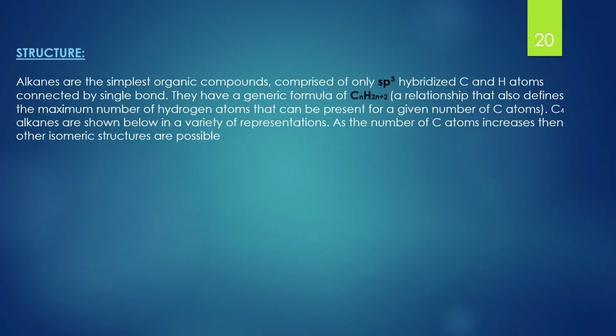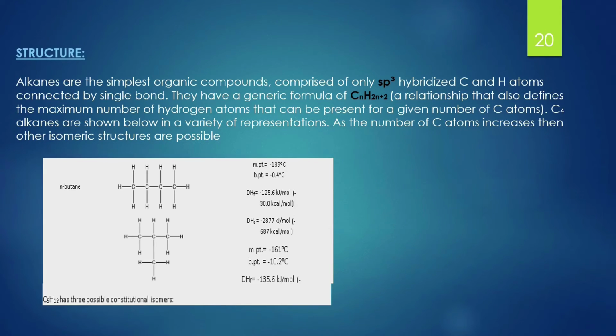Structure. Alkanes are the simplest organic compounds, comprised of carbon and hydrogen atoms connected by single bonds. They have a general formula of CnH2n+2, a relationship that also defines the maximum number of hydrogen atoms that can be present for a given number of carbon atoms. C4 alkanes are shown below in a variety of representations. As the number of carbons increases, other isomeric structures are also possible.